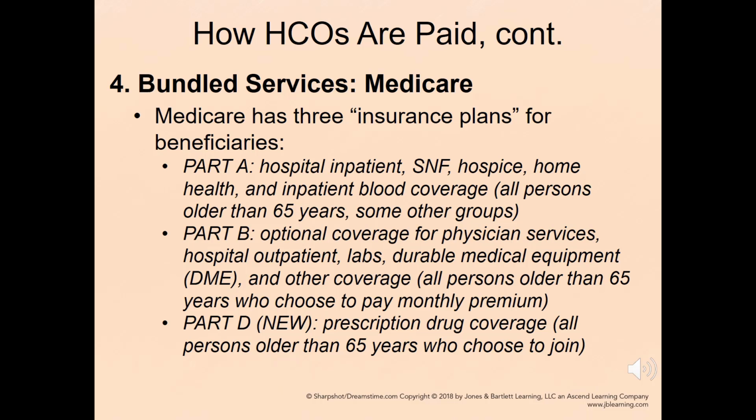Medicare has three insurance plans for beneficiaries. Part A, which is hospital inpatient coverage, skilled nursing facilities, hospice, home health, and inpatient blood coverage. It's typically for all persons older than 65 years and some other groups. Part B is optional coverage, and it provides coverage for physician services, hospital outpatient services, labs, durable medical equipment, and other coverage. Again, all persons older than 65 years who choose to pay a monthly premium will have access to Part B. Part D is relatively new, and it is the prescription drug coverage. So all persons older than 65 years who choose to join it can have Part D.